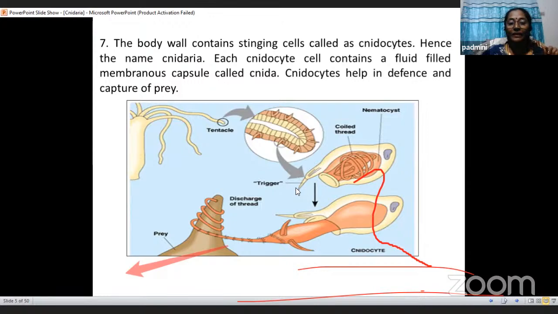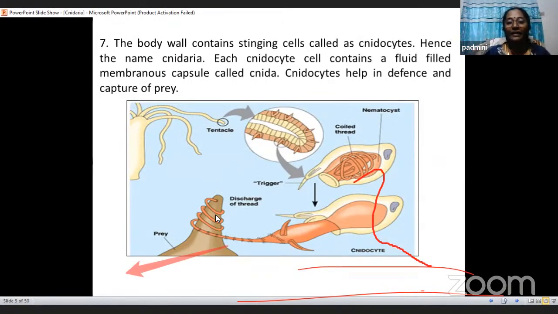When something touches the trigger, it sends signals to the coiled thread which is present inside the capsule. Once the signal goes, the thread is immediately stung out. You can see this point has come out, it stings out, and it captures the prey. For example, if this is a prey, the thread of that sting is going to capture it, winding around it, and then discharge some poisonous substance into it, which makes the prey paralyzed. Once it has become paralyzed and is not moving, it is taken inside and eaten. So they help in catching the prey.